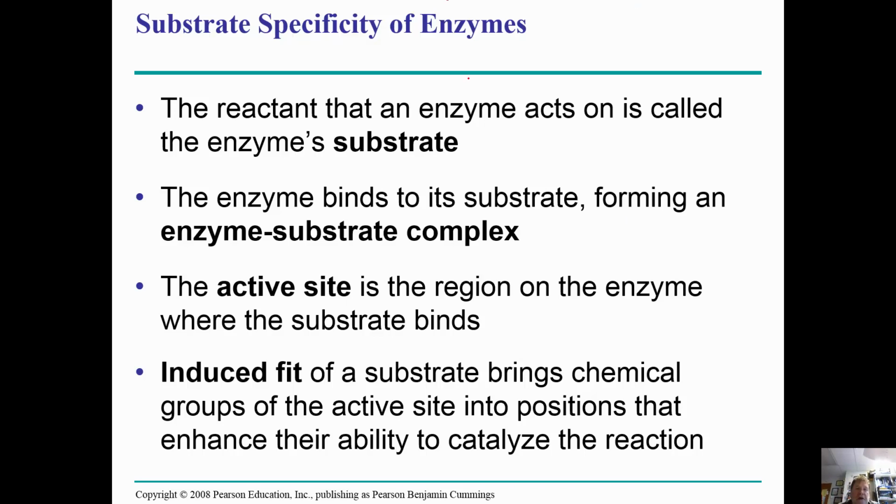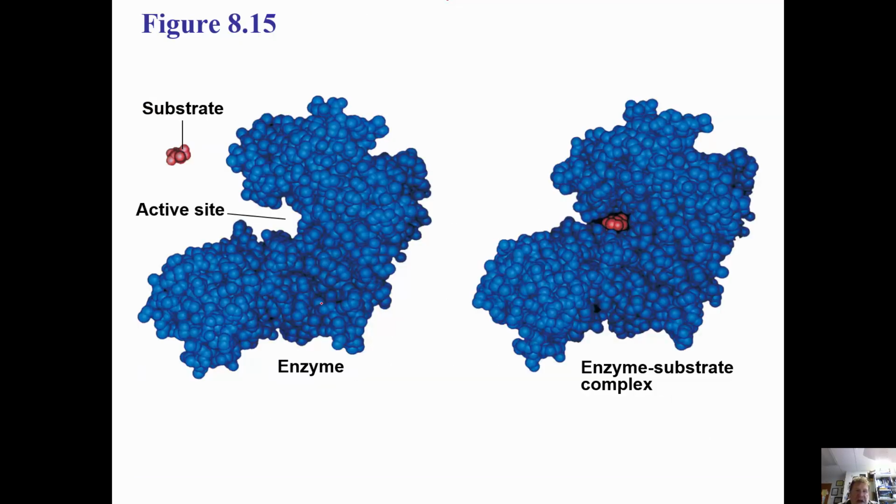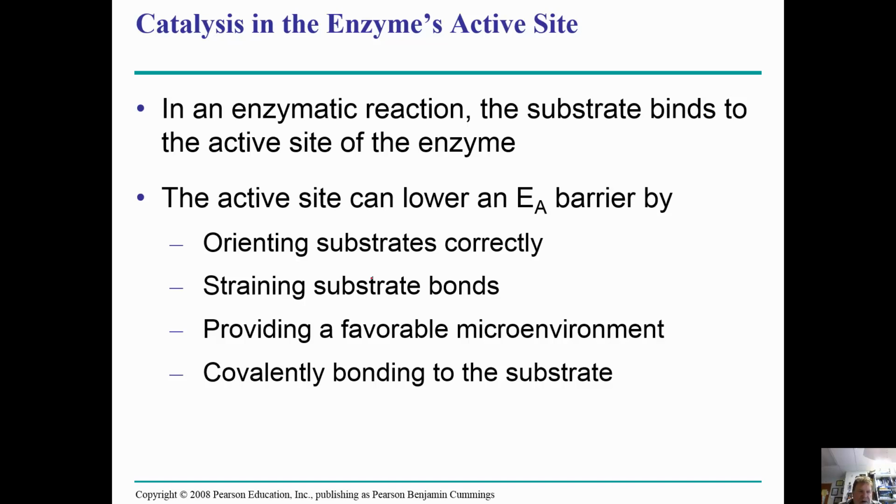So what we see here, the reactant an enzyme acts on is called an enzyme substrate. The enzyme binds to its substrate, forming an enzyme-substrate complex. The active site is the region on the enzyme where the substrate binds. Induced fit of a substrate brings chemical groups in the active site into positions that enhance their ability to catalyze a reaction. In this case, we're showing where an enzyme can fold around a substrate in order to induce its fit.